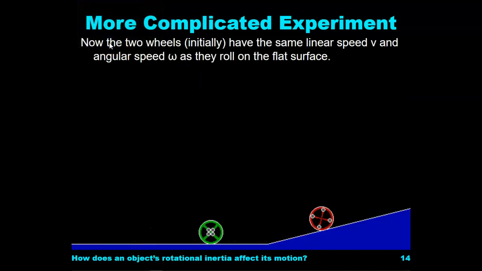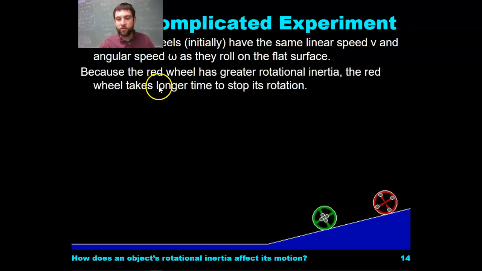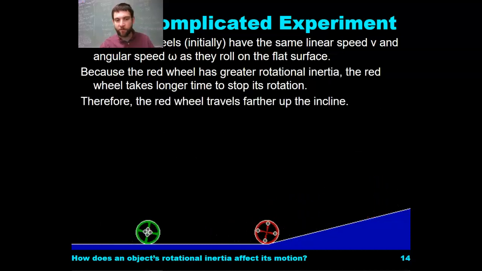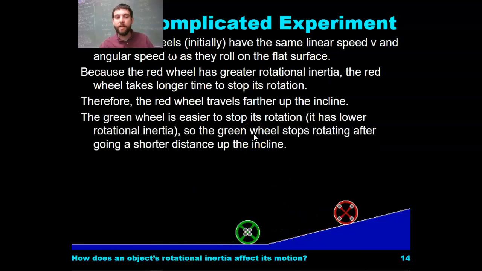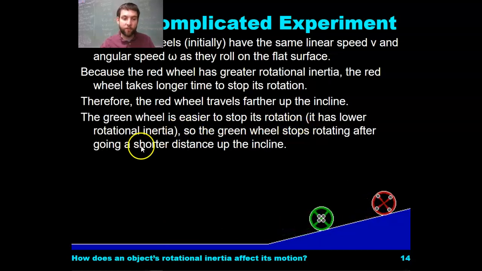Now the two wheels initially have the same linear speed and angular speed as they roll on the flat surface. Because the red wheel has greater rotational inertia, the red wheel takes longer time to stop its rotation. Therefore, the red wheel will travel farther up the incline. The green wheel is easier to stop its rotation. It has lower rotational inertia, so the green wheel stops rotating after going a short distance up the incline.